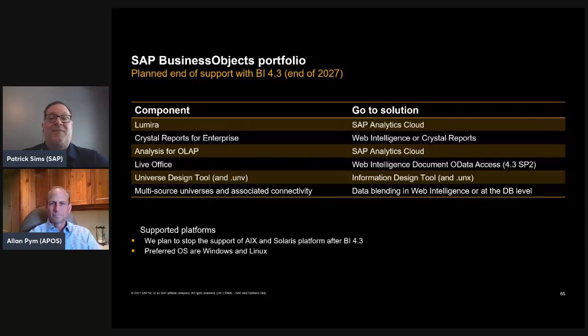We do have Analysis for Office, but if you're not as SAP-centric, then perhaps you can look at using the OData access that we've developed in 4.3 to do that use case. And then, of course, Universes is another key thing. So at the end of 4.3 is when we end UNV support. And so I think Alan's got some good stuff to tell you about that as well.